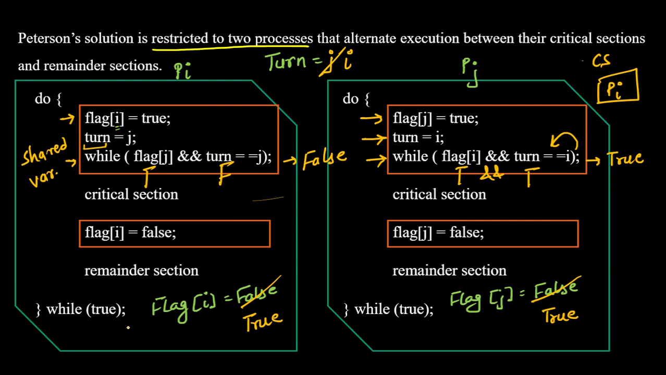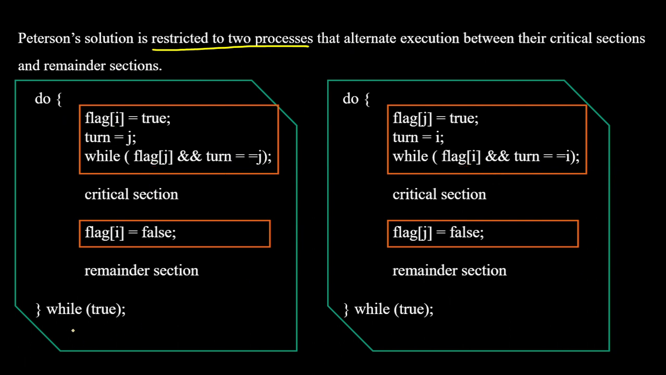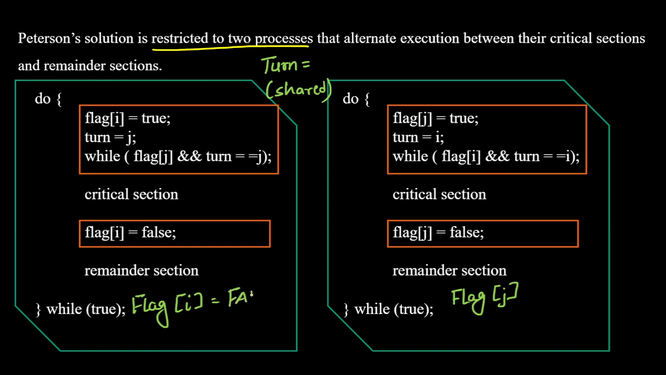I'll repeat this again, I'll explain this again. See, try to understand. Those who understood can skip this part, and those who did not understand, just give it one more thought. Basically, we have turn as a variable, and turn is a shared variable. Then we have two variables, flag of I and flag of J. And we know that the initial value of flag of I and flag of J is false.